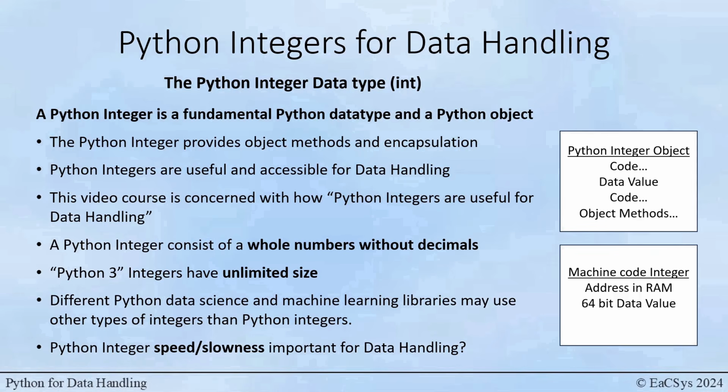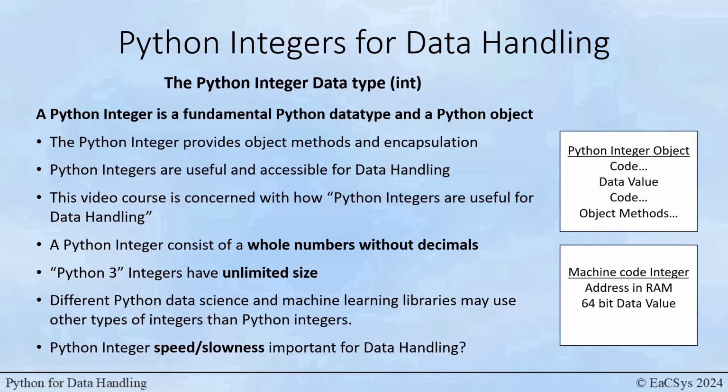Different Python data science and machine learning libraries may use other types of integers than Python integers. This is mainly due to speed, as a Python integer is much slower than an integer which can be fed directly into a machine 64-bit coded library. It is therefore important to know your integers and libraries.